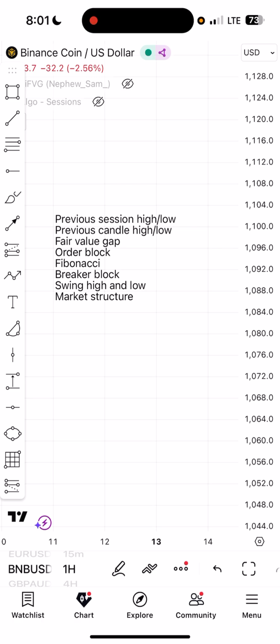This is why these concepts are there, for you to look for the ones, maybe one or two, that work very well for you over time, the ones you've practiced, the ones you've back tested, and you can see how well it works on the chart and how well it resonates with you. Now, what are these concepts? We have the previous session high and low, we have the previous candle high and low, we have the fair value gap, we have the order block, we have the Fibonacci retracements and the extension, we have the breaker block, we have the swing high and the swing low, and we have the market structure.